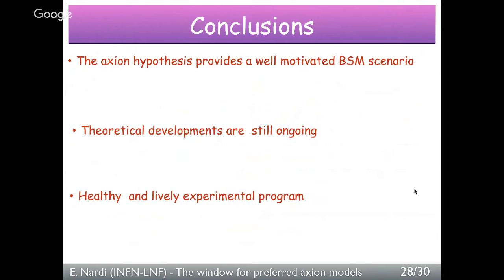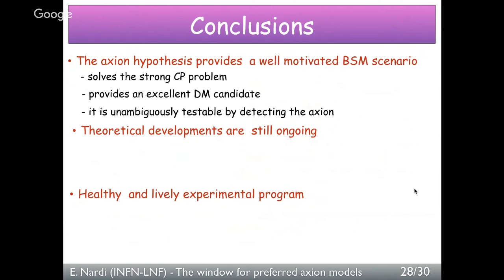Now, the axion hypothesis provides a well-motivated scenario beyond the standard model. It's by far the preferred solution of a problem which is a real, serious problem. Axion models solve the strong CP problem. They provide an excellent dark matter candidate, although they were not invented for that. This was a consequence that was discovered later. And the nice feature is that there is an unambiguous test, which is just to detect the axion, measure its coupling to the photon. And then once you do that, you are confident that the strong CP problem is solved via a Peccei-Quinn mechanism.